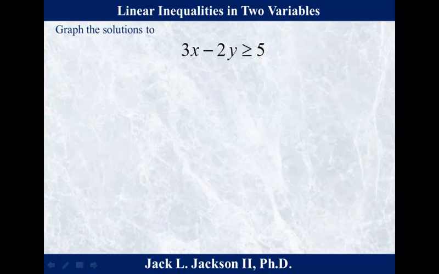So let's see if you can do this one. Get a piece of graph paper out and graph the solutions to 3x minus 2y is greater than or equal to 5. Press pause and come back when you're ready.